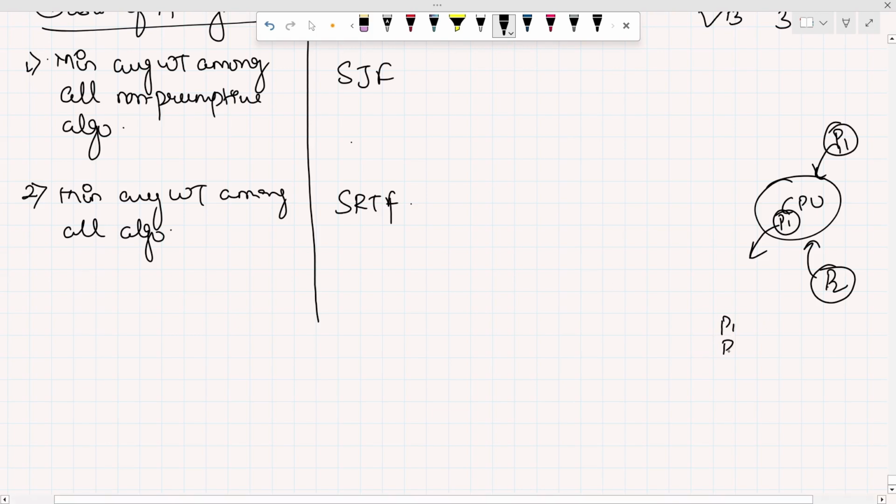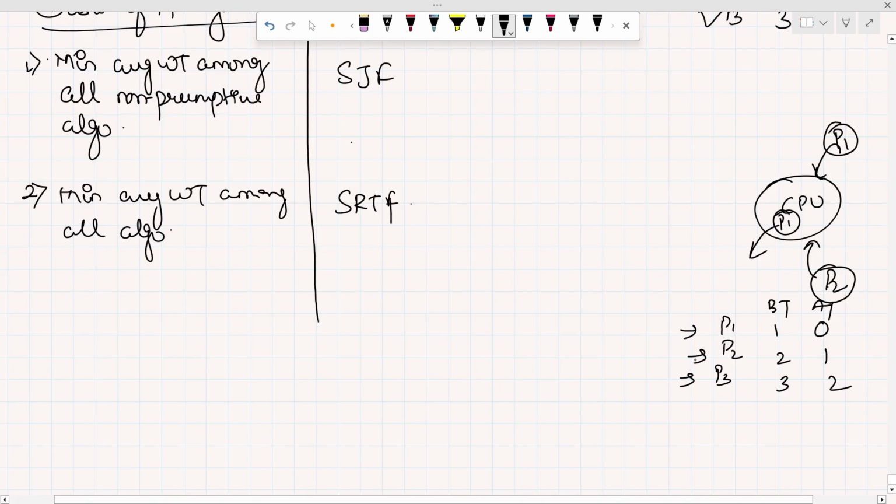We have processes P1, P2, P3, and let's say the burst times of the processes are 1, 2, 3. In SRTF, let's say the arrival times of these processes are 0, 1, and 2. In the SJF scheduling algorithm, P1 has the lowest burst time, so P1 will get the CPU, then P2, then P3.